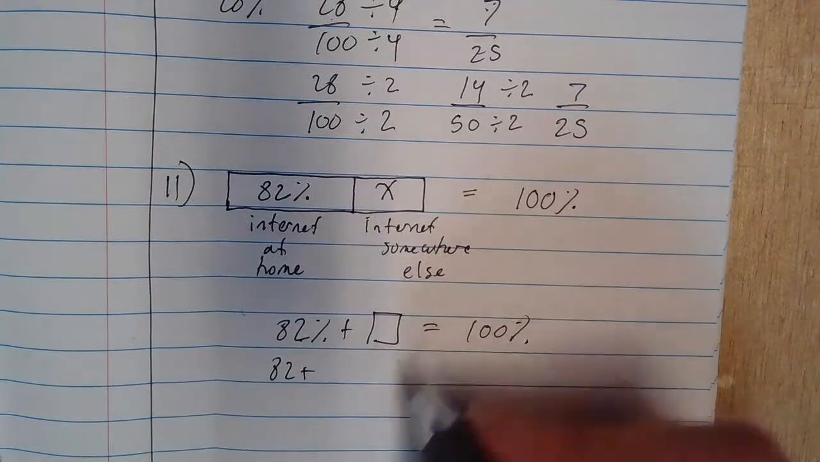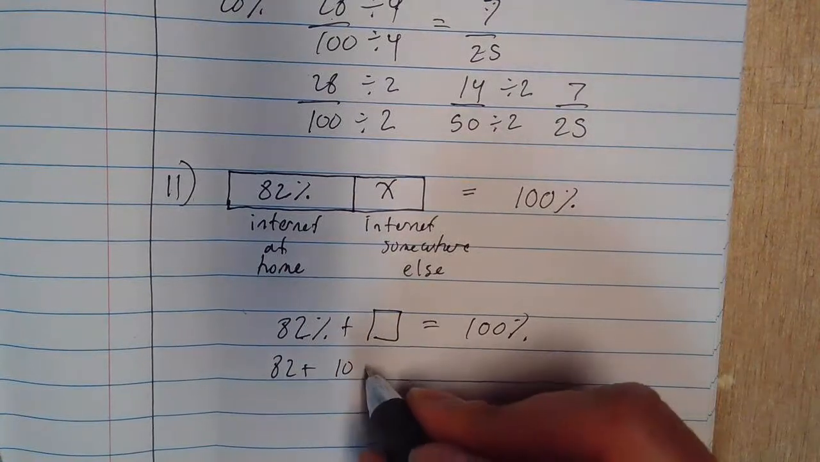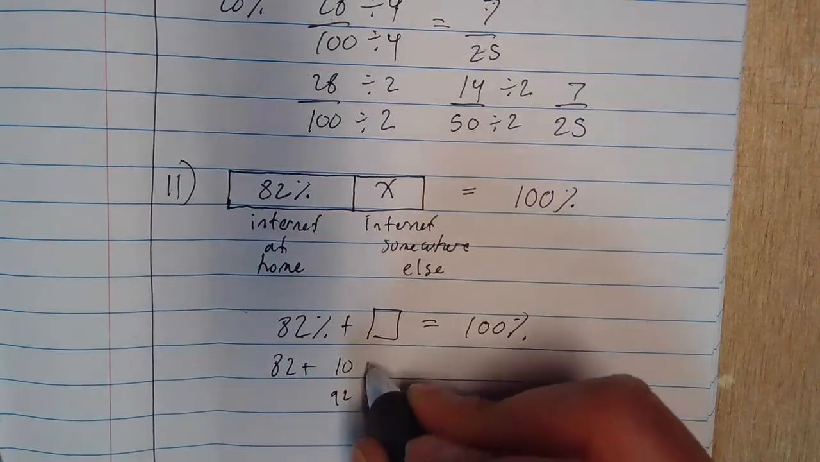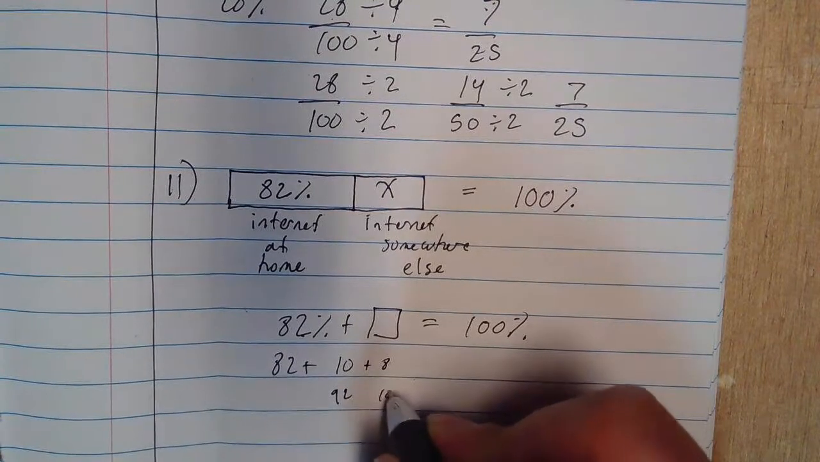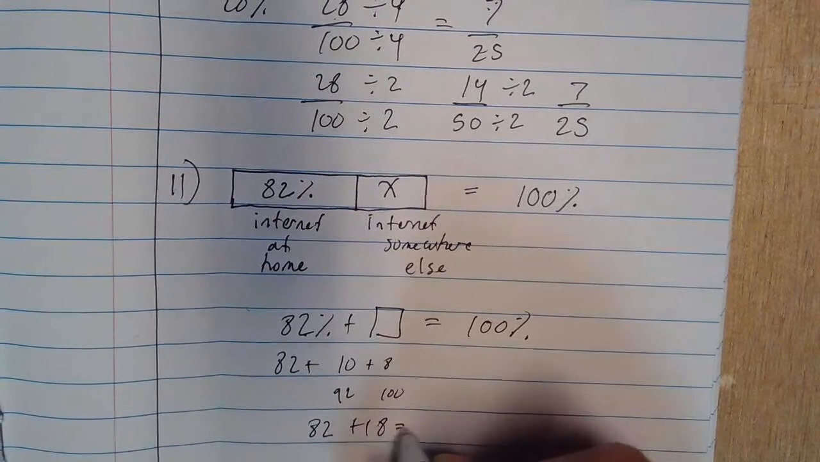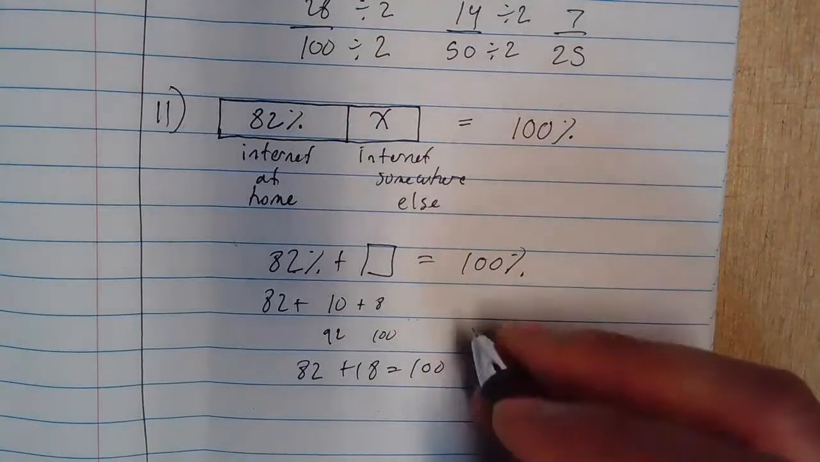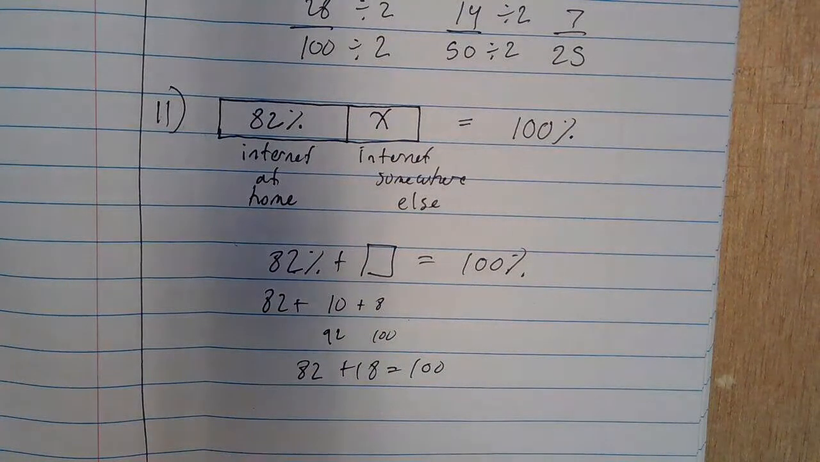82 plus 10 is 92. And okay, so that's 92, right? Plus 8. Now I have 100. So that's 18. Okay. That's the fancy way of doing it. Now, your parents are probably going to look at this like, what is that? Okay.